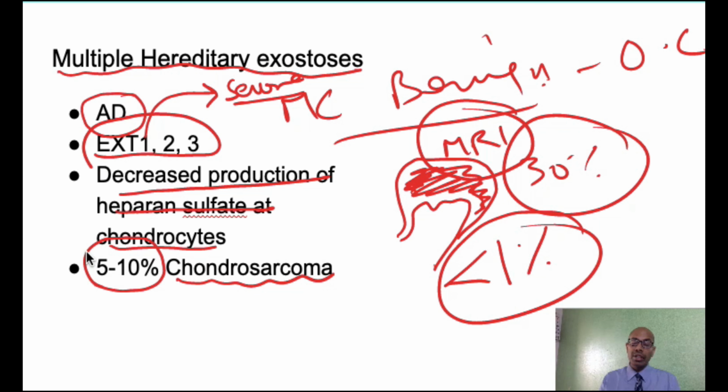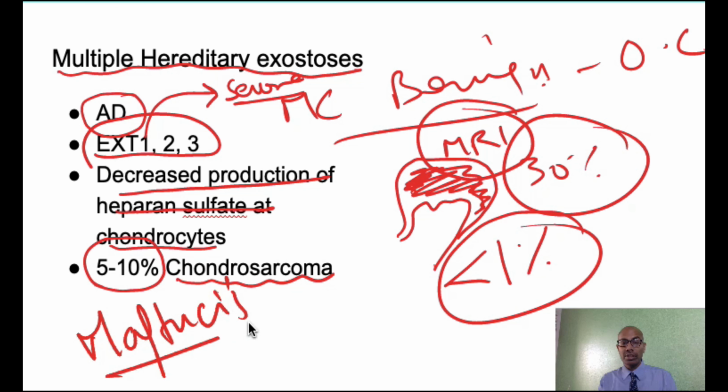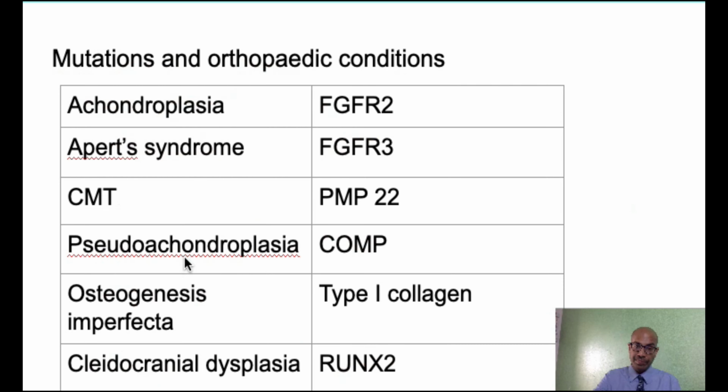Now, which condition has a 100% chance of conversion to malignancy? It is Maffucci's syndrome or Maffucci's disease. Maffucci's disease has a 100% chance of malignancy.